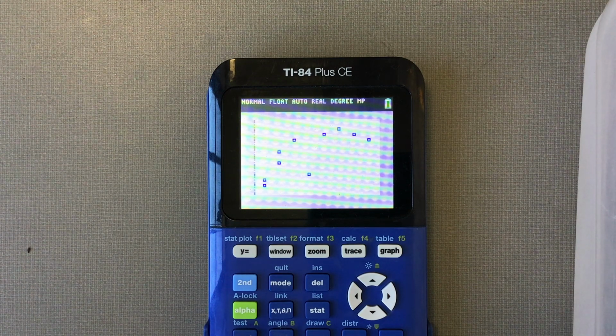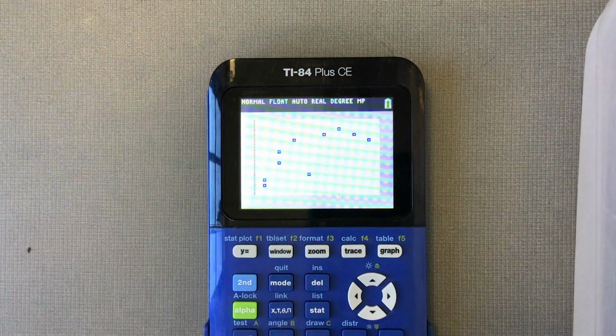And so there you go. You can see that that is our scatter plot. It's not showing the x-axis or y-axis super well. It doesn't seem like it's scaling things too well.